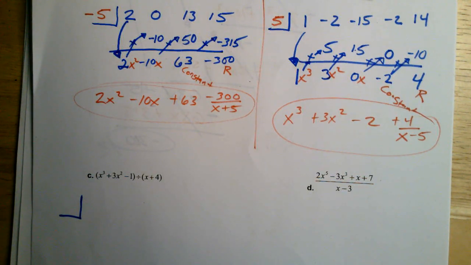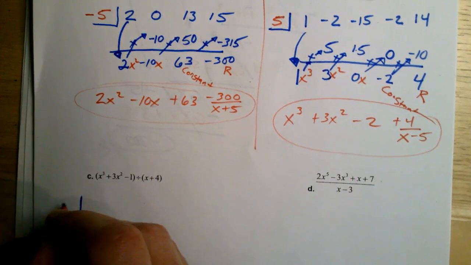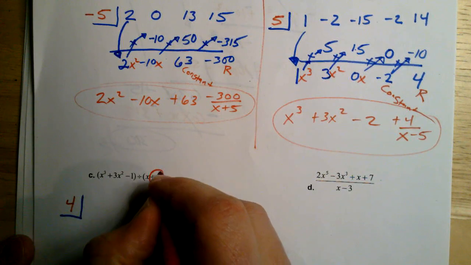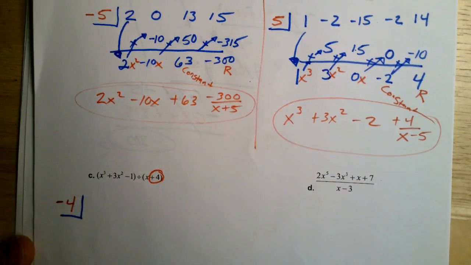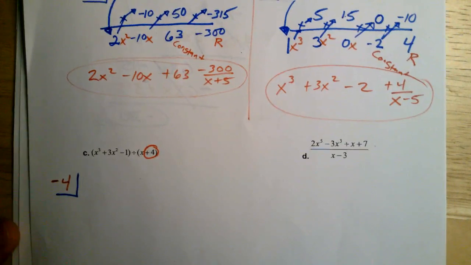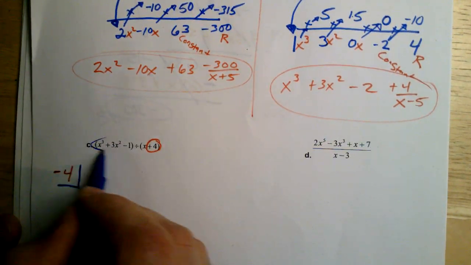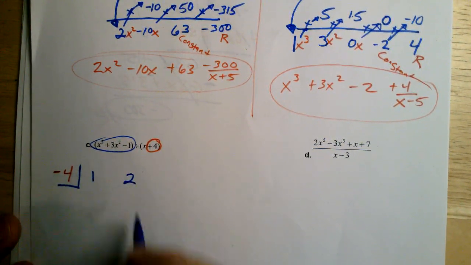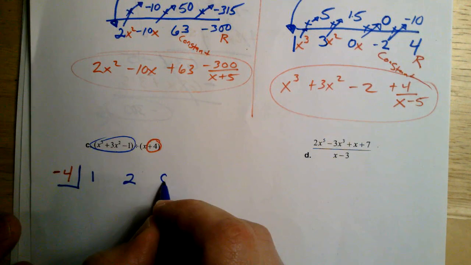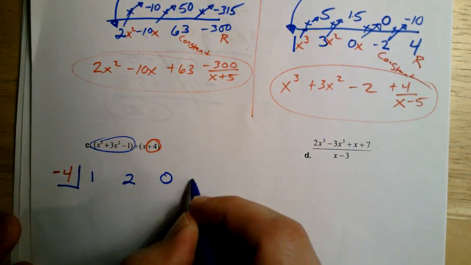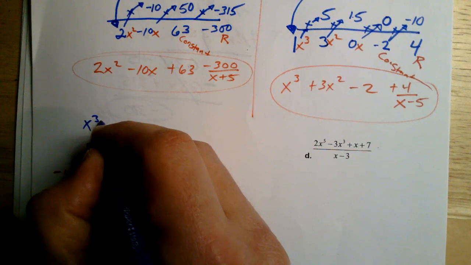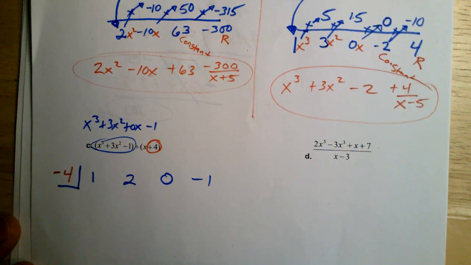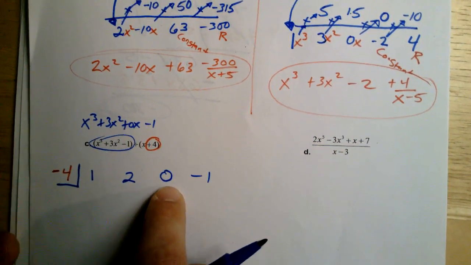What do you think? 4. There's going to be a 4 in there, positive or negative? Negative. Yeah, so it's whatever this guy is, you're subtracting it. So we want to do the opposite of what you see there. All right, very good. Now all these numbers here, the coefficients, I got 1x cubed, 3x squared. There's no x, so that's 0x and minus 1. Got to have that placeholder or it's wrong.